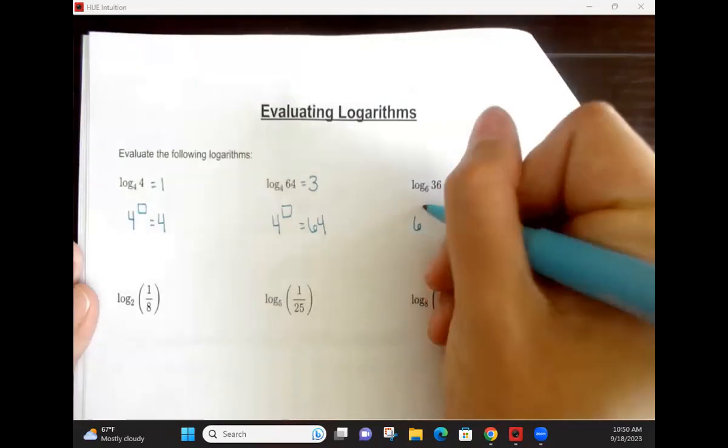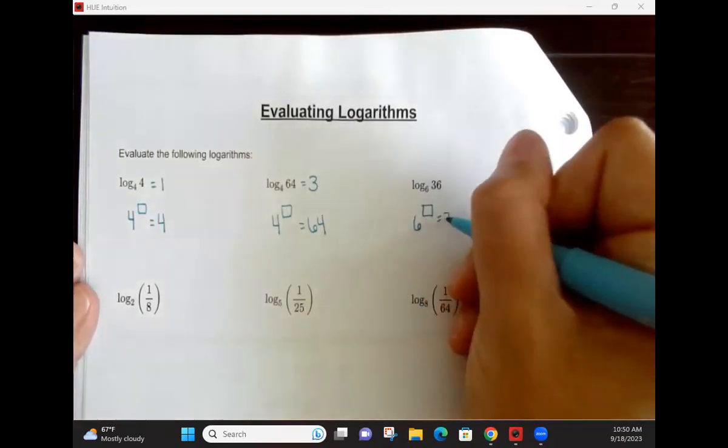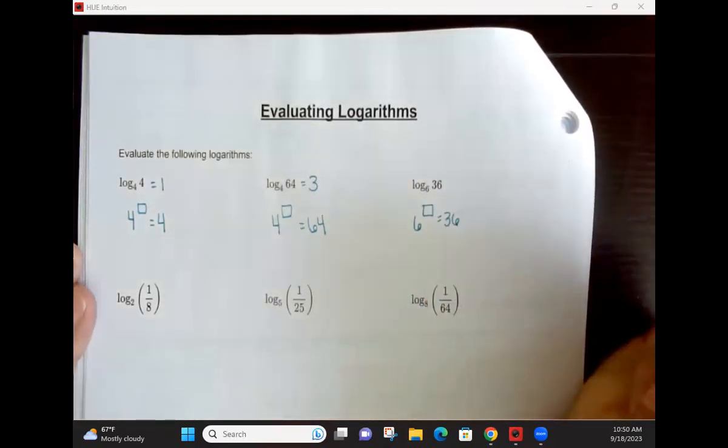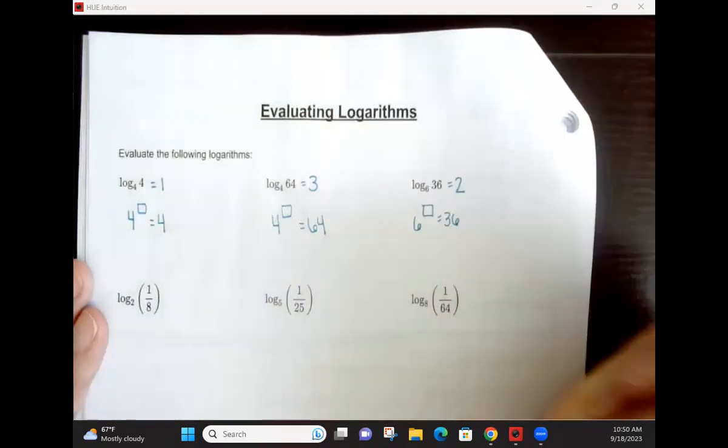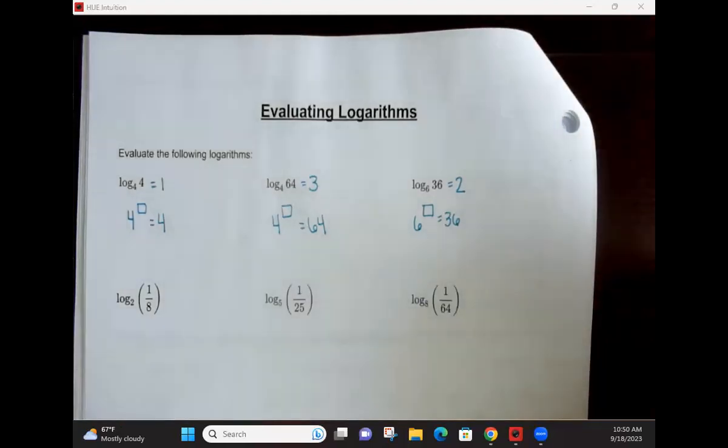And then 6 to what power gives me 36? 6 to the second power, 6 squared. So log base 6 of 36 equals 2. That's what we're working on for today. As we're working through evaluating our logs, I want you to keep in mind that we have worked not just with positive integer exponents, but also with negative exponents and rational exponents. So those may come into play as we're evaluating our logs.